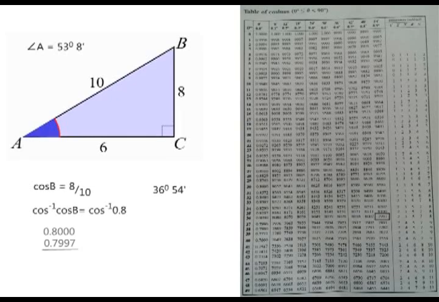The difference, we subtract, we get 0.003. We look for 3 in the differences columns. It is here under the column of 2 minutes. We subtract that. 36 degrees and 54 minutes subtract 2 minutes gives us 36 degrees and 52 minutes, and we are back to where we started.